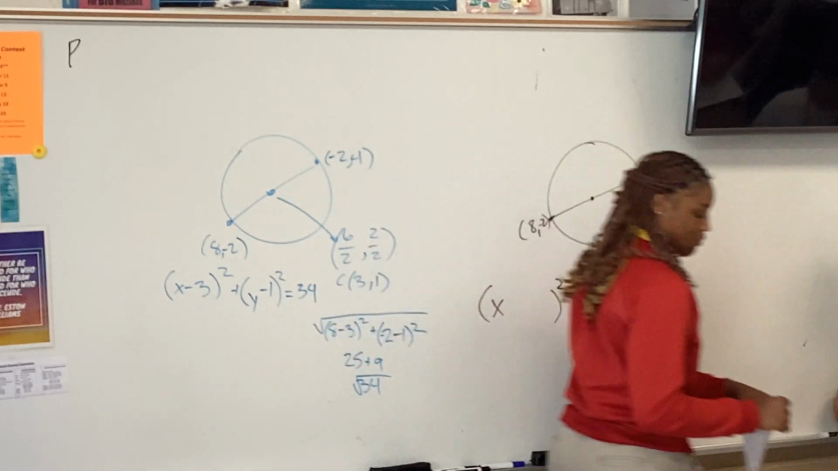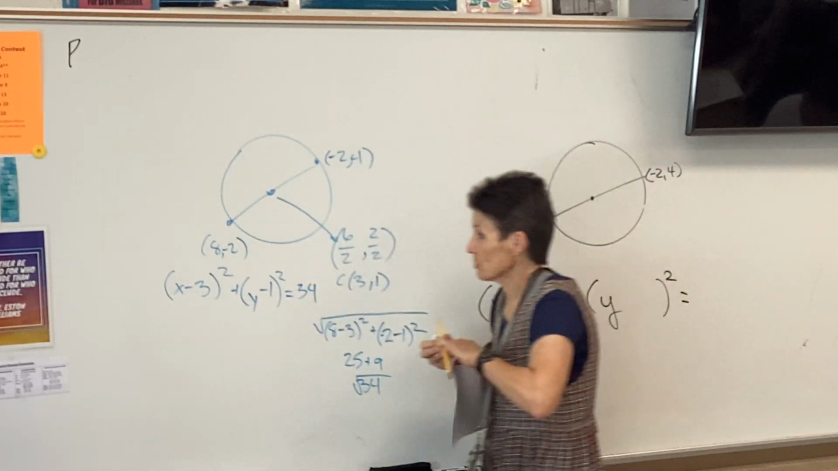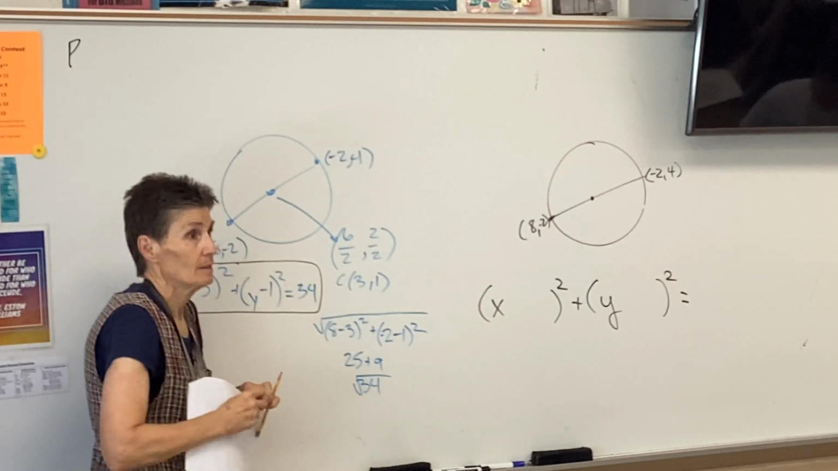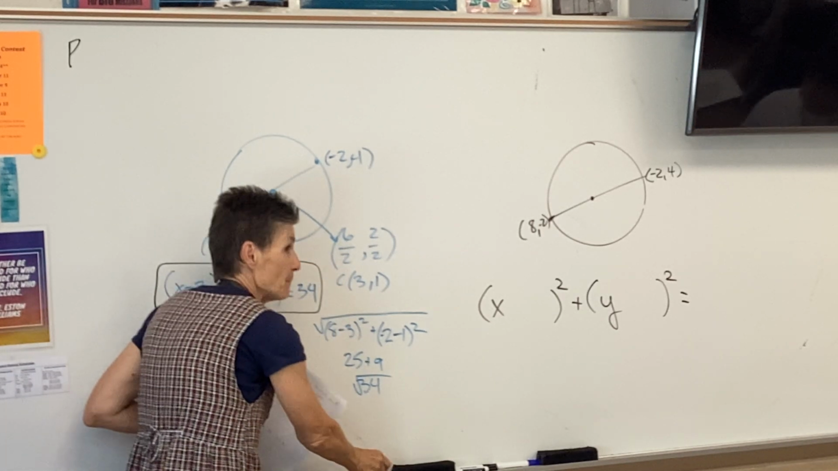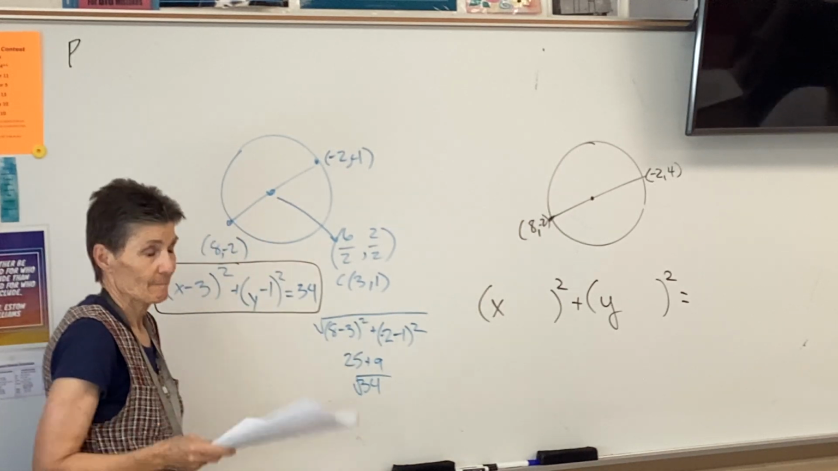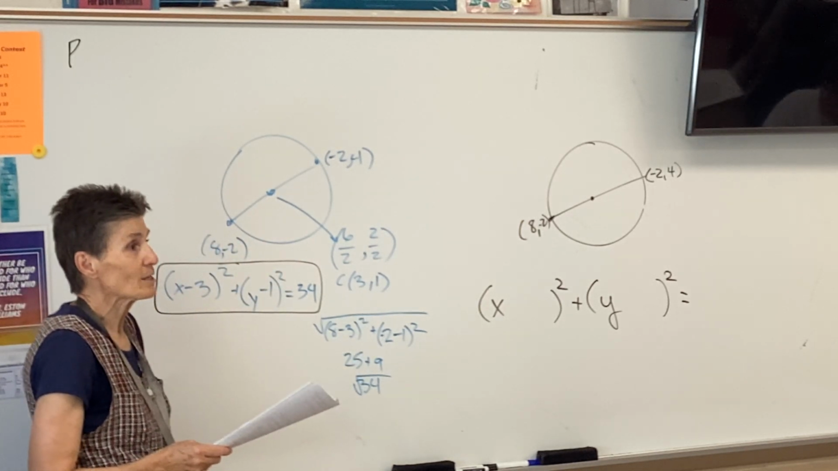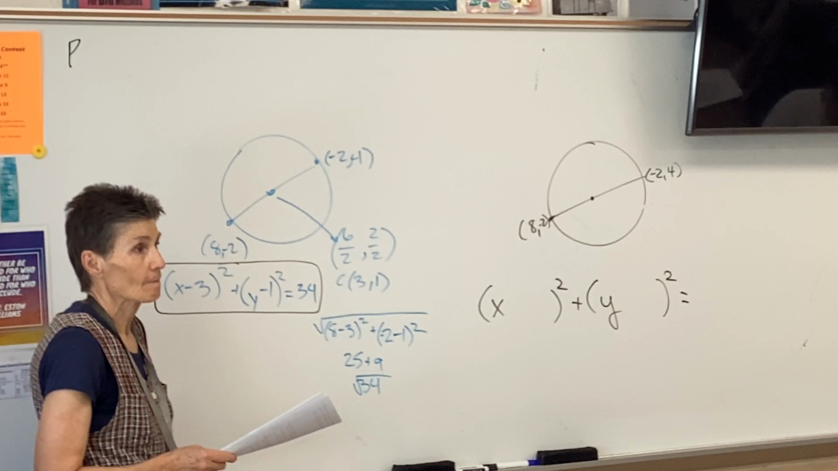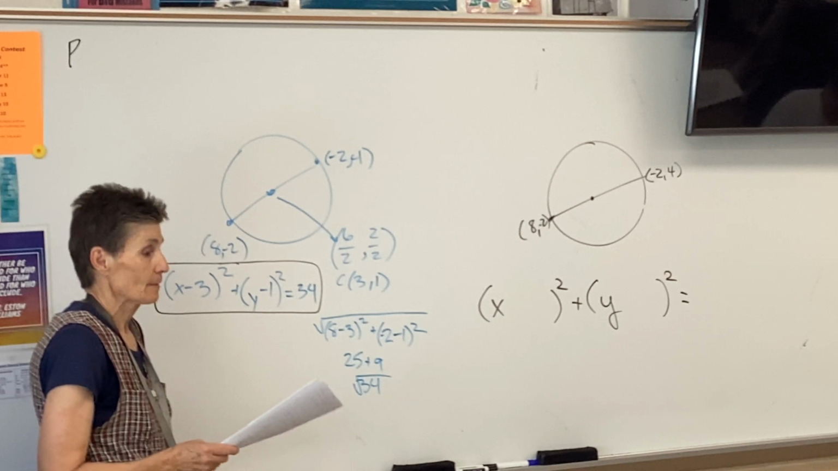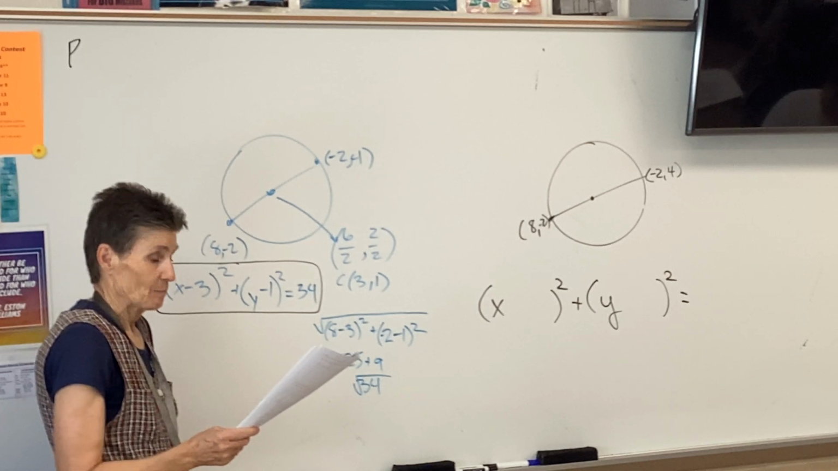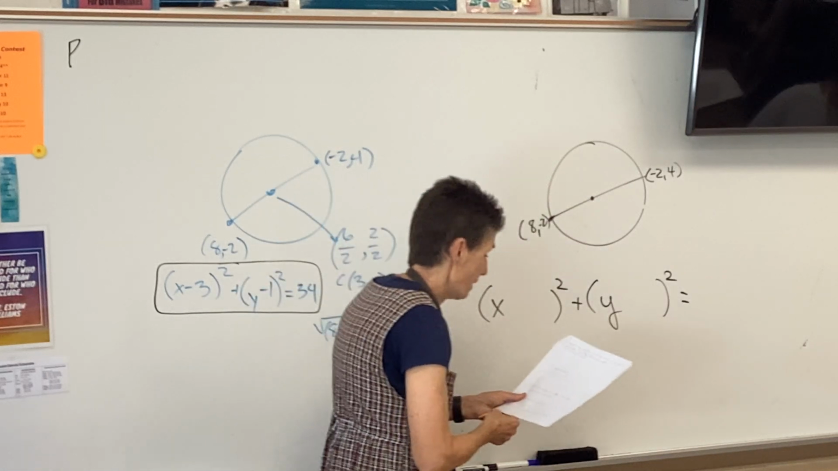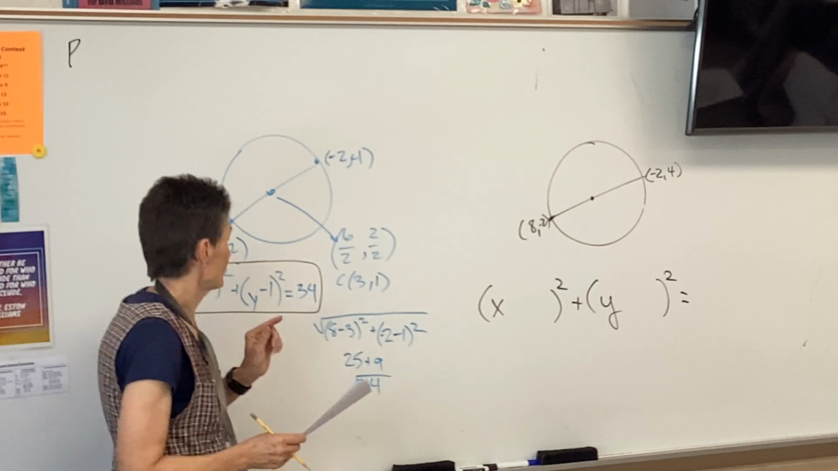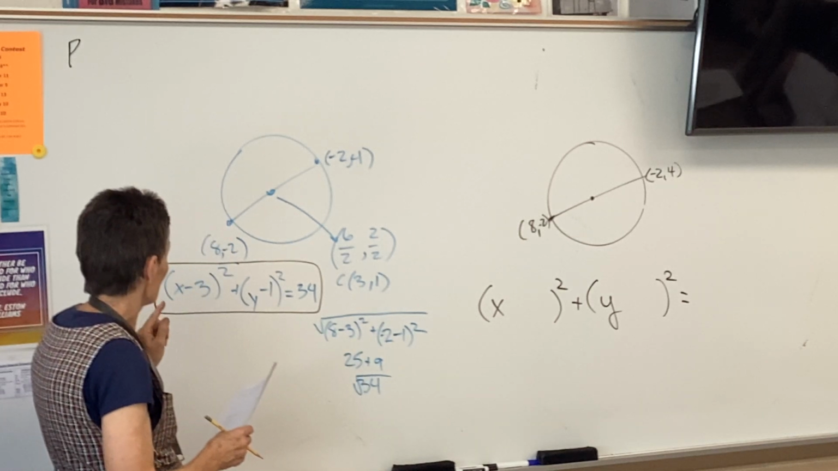So her answer is right here. Very nicely done. That's what I got. Any of you get that? I got it. Does anybody have a question about where one of those numbers came from? I actually have a question. Where did the -3 and the -1 come from in the distance?